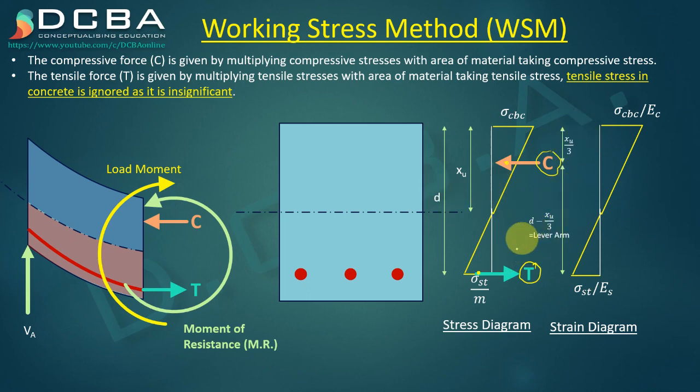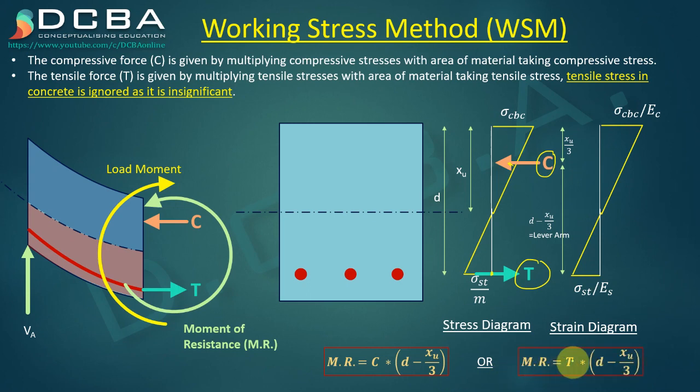Again, listen to this very carefully. For finding moment of resistance, I have two ways to find it. Either I can take moment of C about point T, or I can take moment of T about point C, and in both cases I will be multiplying it by lever arm. So MR is C into d minus xu by 3, or MR is T into d minus xu by 3. That's it. So we have found moment of resistance also.